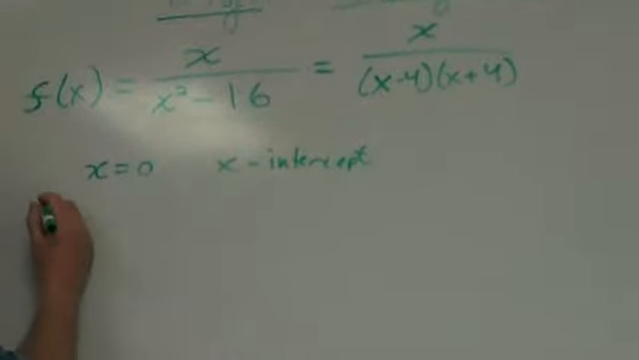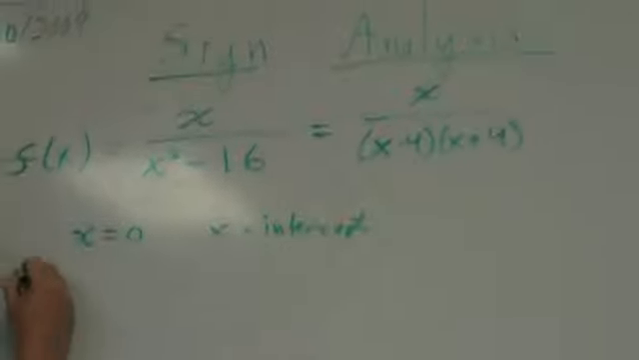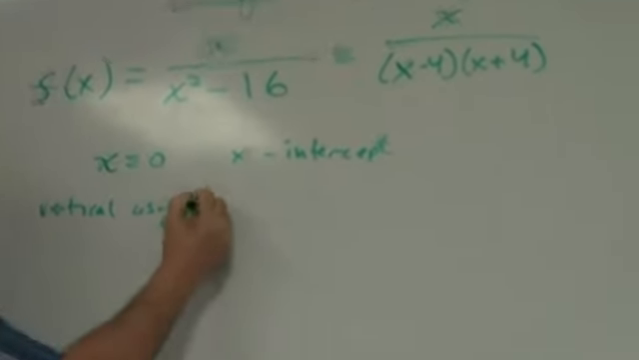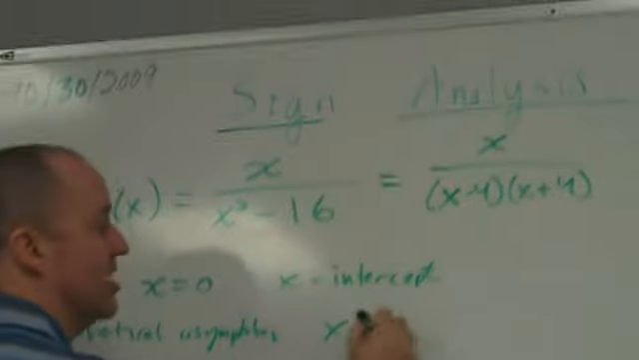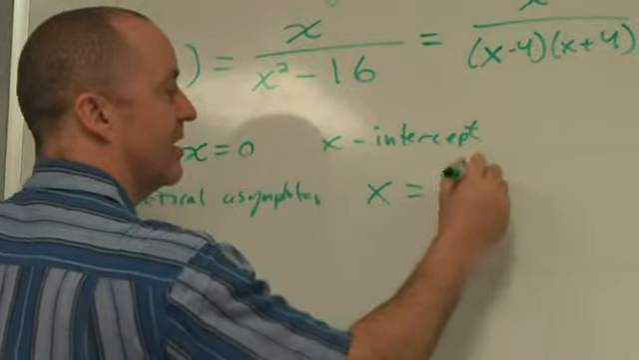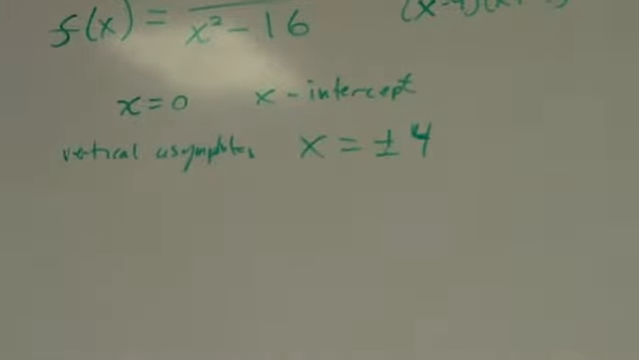My vertical asymptotes are when the bottom equals 0. Where are my vertical asymptotes? Negative and positive 4. Yes, vertical asymptotes are x equals plus or minus 4. You with me up here? Yeah. Okay, making sure. Good.